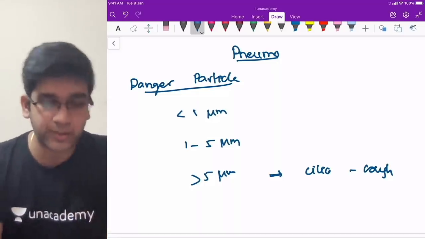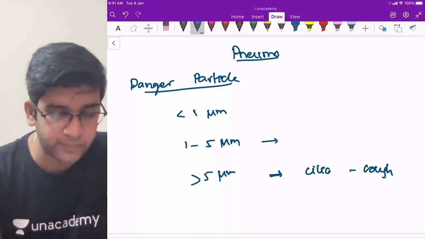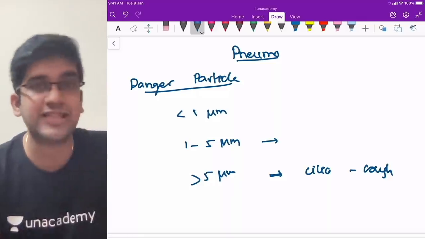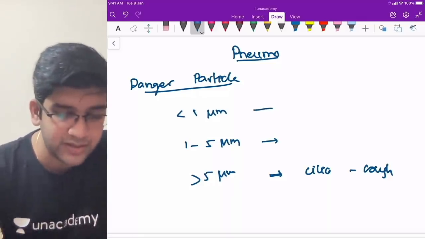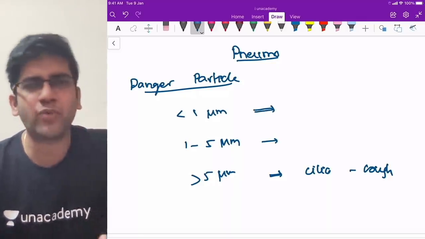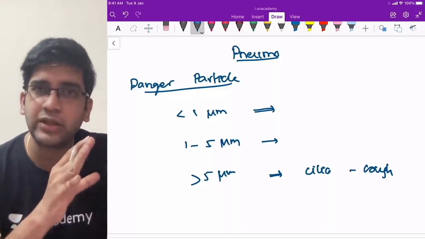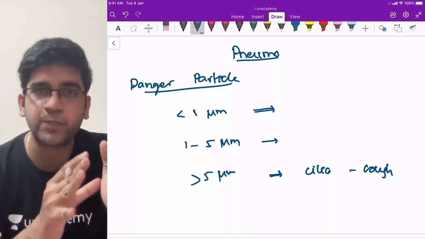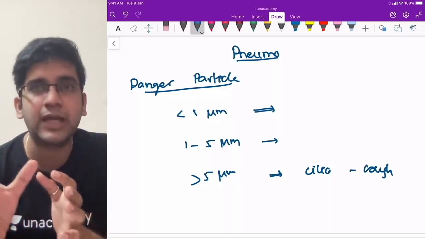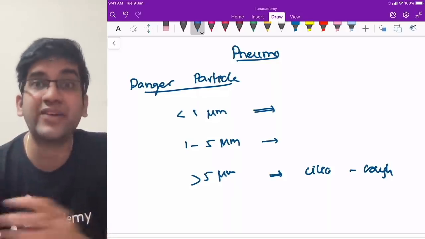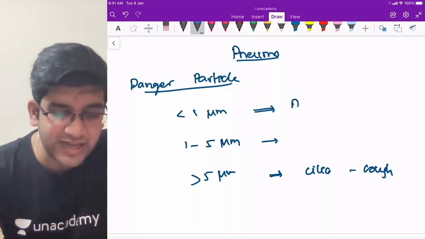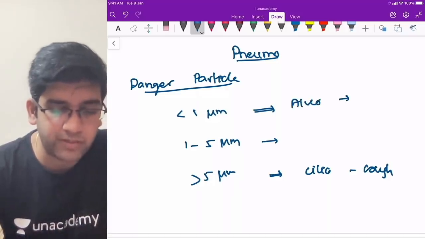That's my first thing, fine? So they have 1 to 5 micron diameter. What happens is, I'll come to this, these are called danger particles. Less than 1 micron diameter, I'm not much worried for the simple reason that they're going to go into the bronchus, reach the alveoli and go into the blood. I don't have any problem here, right? So they reach the alveoli and go into the bloodstream.